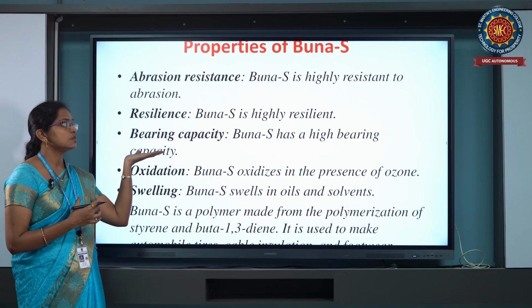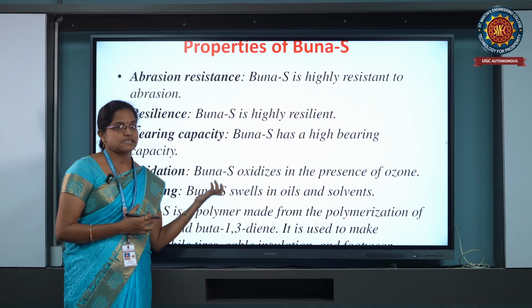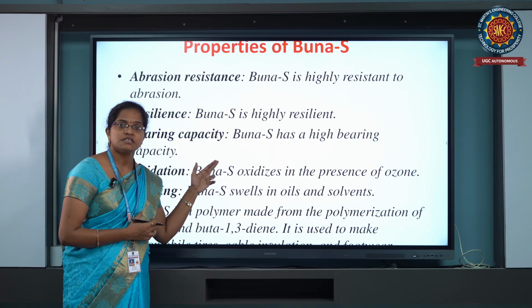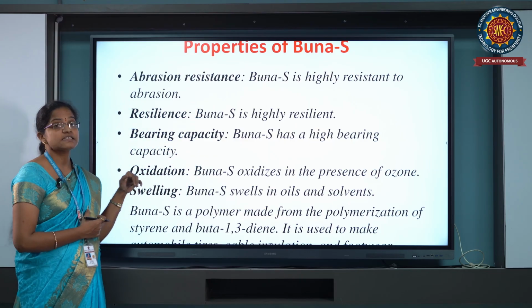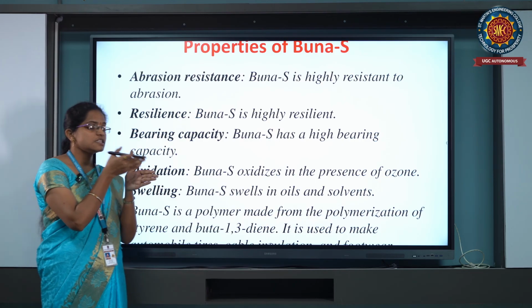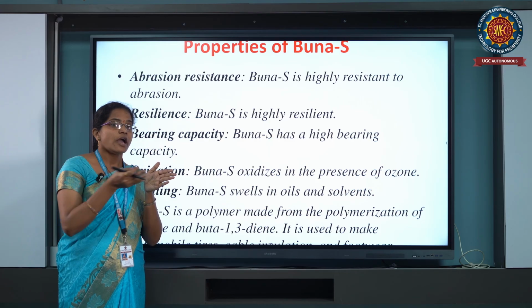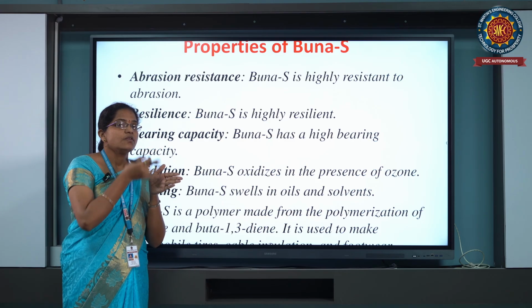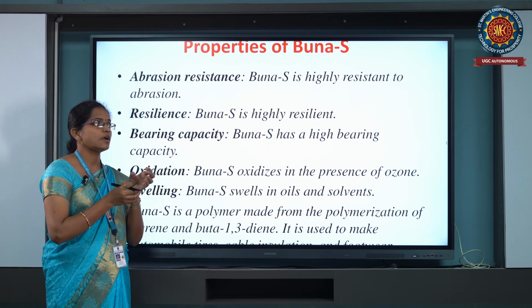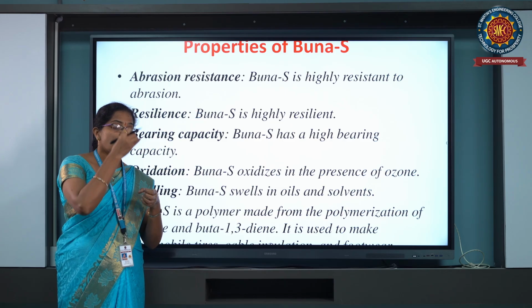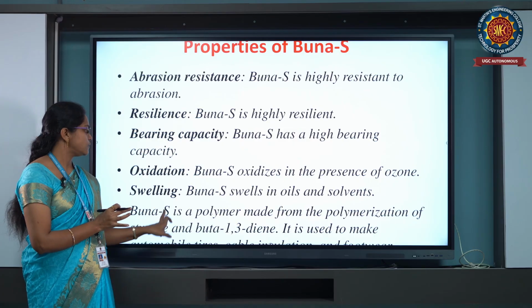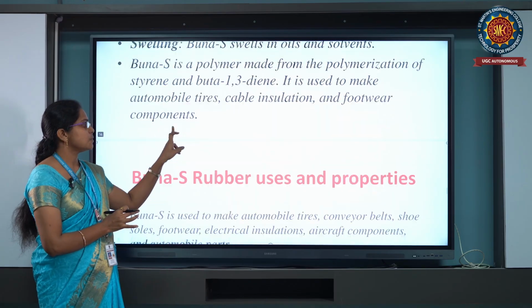Why do you use Buna-S in plastics? Because of its high resistance to the flow of ions. For example, if you fill a bottle with rainwater and the water does not pour out, that is the resistance to flow. After that, you use the swelling property. Okay, these are the properties of Buna-S.